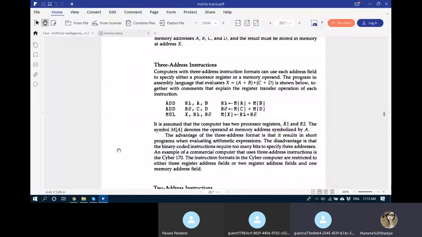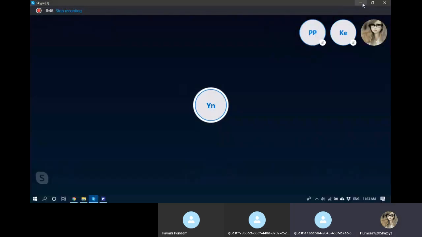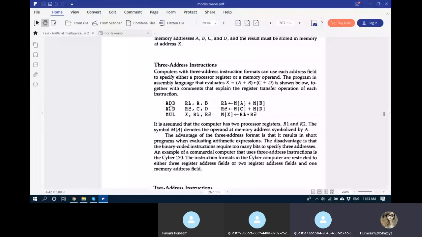Madam, can we take M of A equal to R1 plus M of B? Very good question. This, M of A equal to R1 plus M of B, can be done in CISC machines. CISC machines are complex instruction set computers.